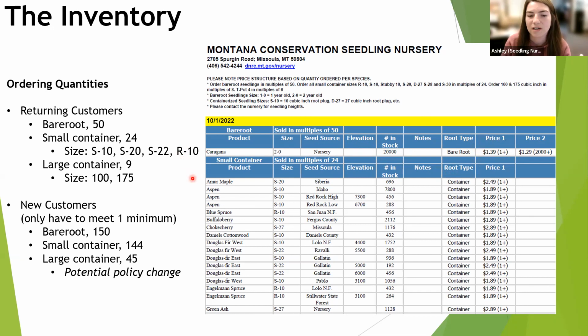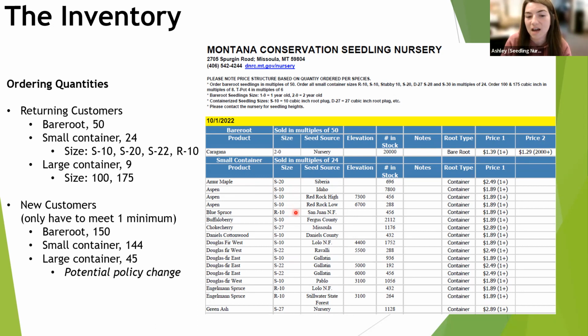These are organized like how forestry seedlings are produced. So for example, amber maple, it's an S20. That stands for 20 cubic inches of soil in the pot. And that's how you can read all of these numbers. So S10, 10 cubic inches of soil. R10, 10 cubic inches of soil as well.